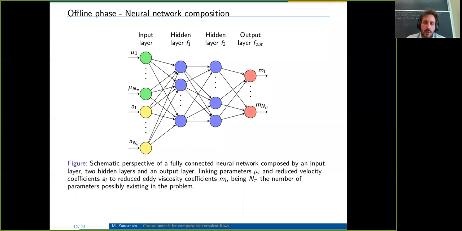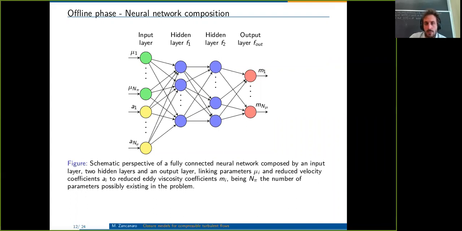So this is the neural network that we are actually using. It is a very simple one. It is a fully connected neural network. So you have all your parameters, mu, as an input, and together with the online coefficients for velocity, so A, you get the M coefficients, so the online coefficients for the eddy viscosity at the output. And this is a very simple scheme for a neural network, and it is also not so deep in the sense that it's just containing two hidden layers where hyperbolic tangent activation functions are present.